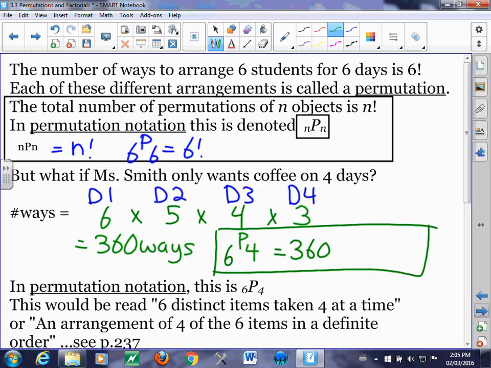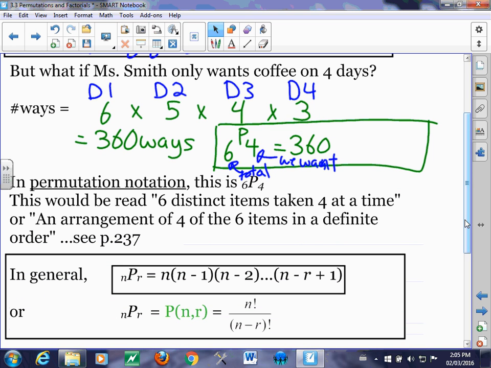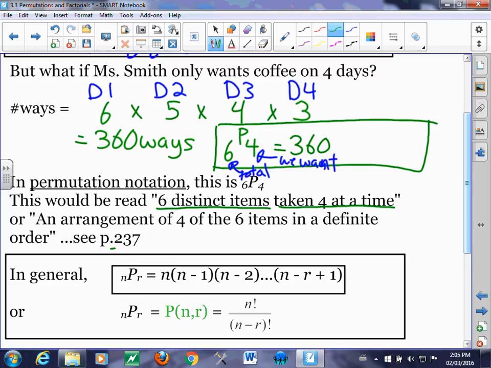Okay, so this is kind of like our total, and this is how many we want. All right, so let's keep going here. In the permutation 6 perm 4, there are 6 distinct items taken 4 at a time, or an arrangement of 4 of the 6 items in a definite order. You can also see page 237 in your textbook if you're having trouble with this.